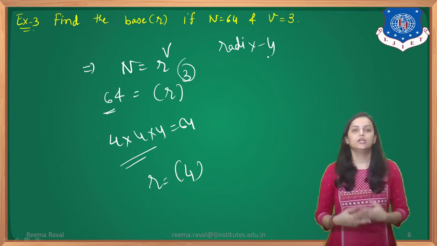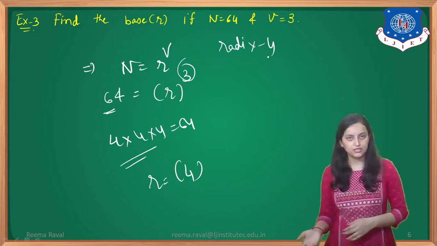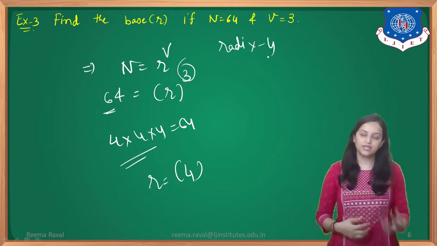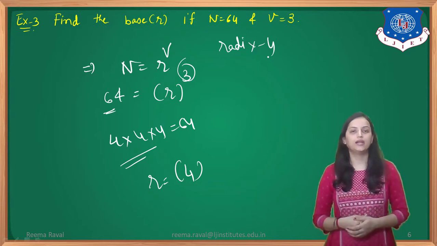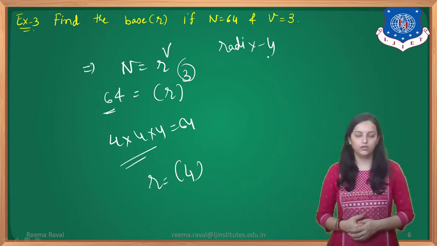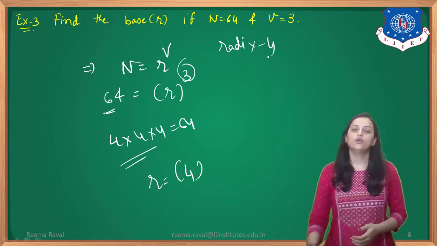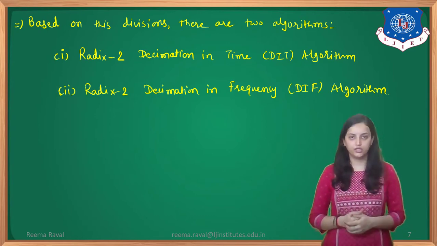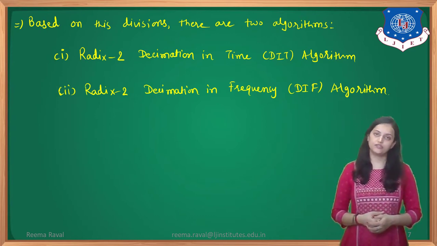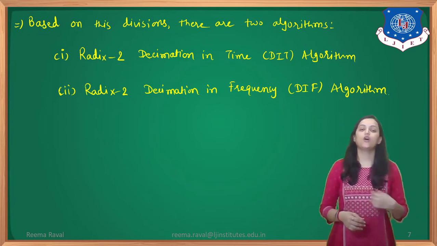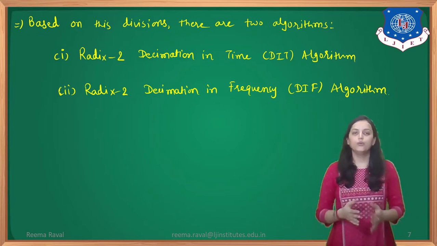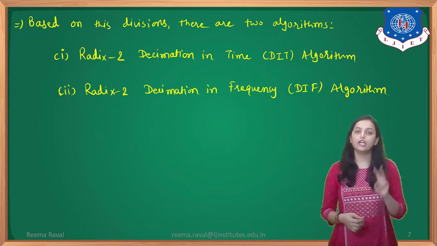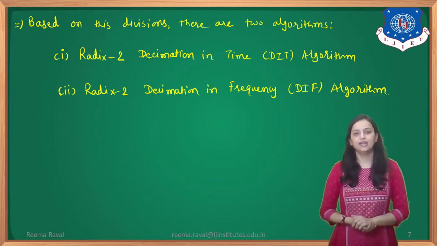So I hope that finding the base, the number of points, or the number of stages using this formula is clear to you now. Whatever data is varied, you are able to find the unknown data. Clear? Now next, let's see the algorithms based on this discussion. We have seen how the number of stages and the number of points or bases are to be found. Based on these observations, there are 2 algorithms for finding FFT.